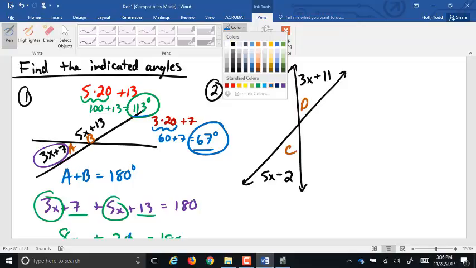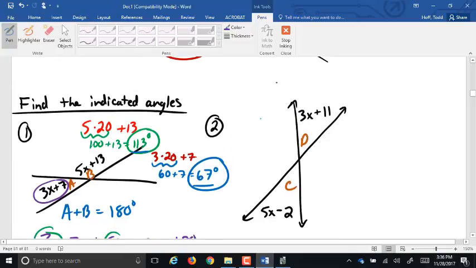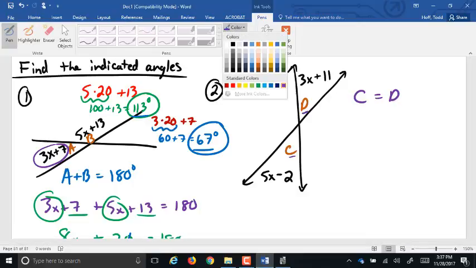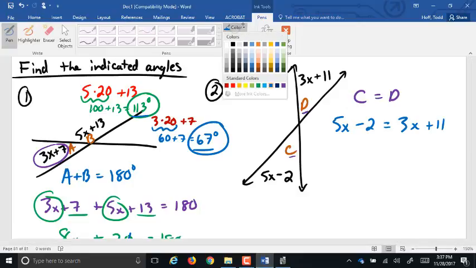Any questions on that one? Okay, so then moving over to number 2 over here, finding angles C and D. What's the relationship between those two angles? They have to be equal. C is equal to D. So when we put our expressions in, 5x minus 2 has to equal 3x plus 11.